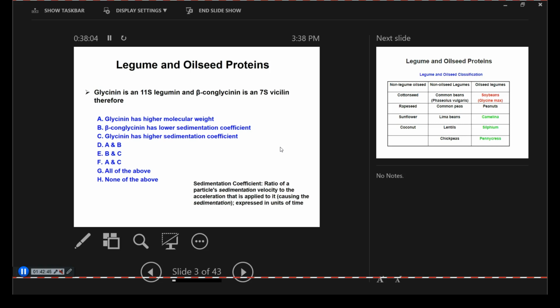Beta-conglycinin has a lower sedimentation coefficient. 7S is lower than 11S, and S is the unit for sedimentation coefficient, or not unit, the abbreviation. The units are per time. And then glycinin has higher sedimentation coefficient.